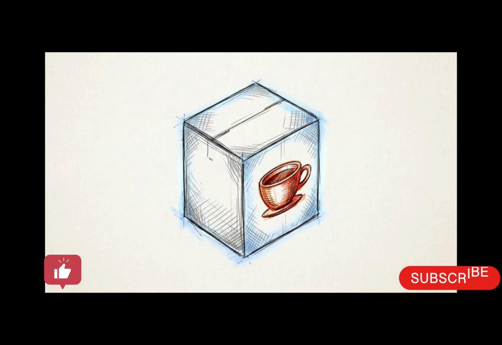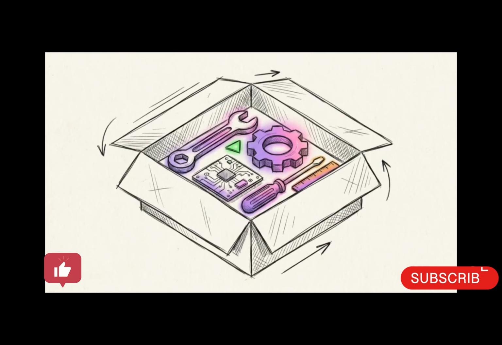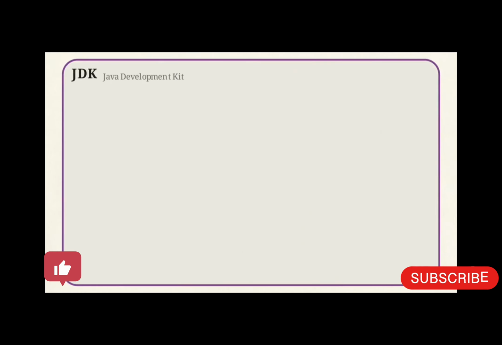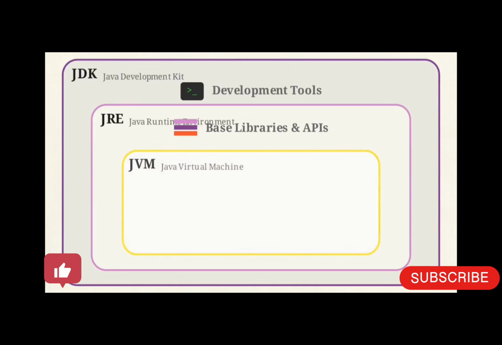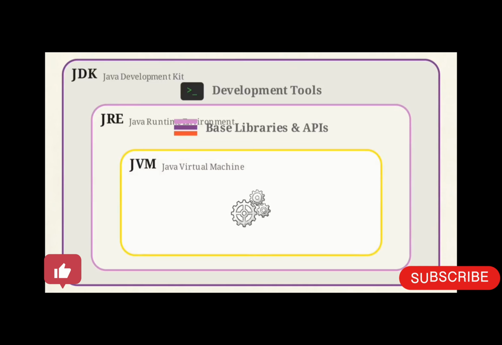Step 1 is downloading the Java Development Kit, or JDK. You need this specific package to write and compile new code. The JDK is the outer shell, containing the tools to build Java software. Inside is the JRE, the Java Runtime Environment, providing the libraries to run your apps. At the center is the JVM, the Java Virtual Machine, executing code on your hardware.